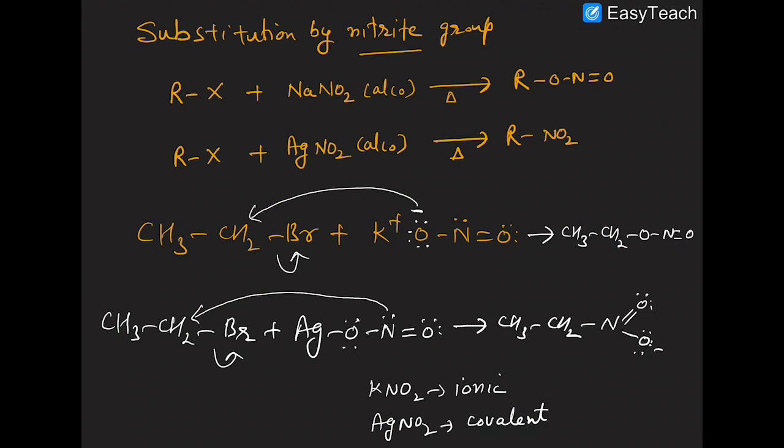Now substitution by nitrite group. If you react the RX with sodium nitrite, then you have the formation of alkyl nitrite. This is alkyl nitrite, a carbon-oxygen bond is formed. But if you take silver nitrite, then you have nitroalkane.